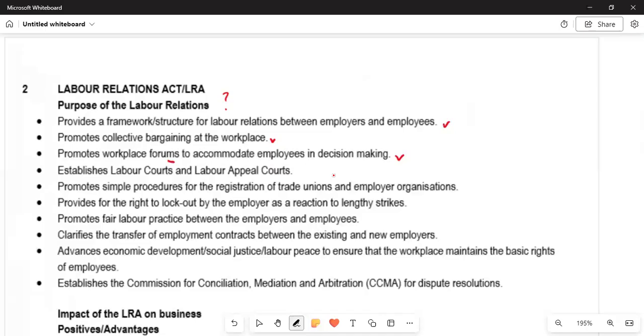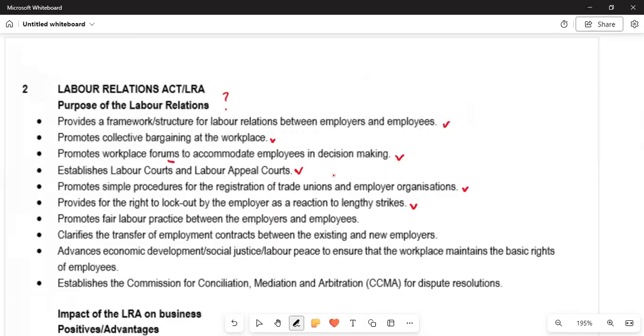This act also provides the right to lock out by the employer as a reaction to lengthy strikes. So if there are strikes, this act gives the right to employers to keep the employees out of their premises, as they are trying by all means to solve what? To solve the issue. So it gives them the right to lock out the employees out of their premises while they are busy trying to come up with a solution to the strike.